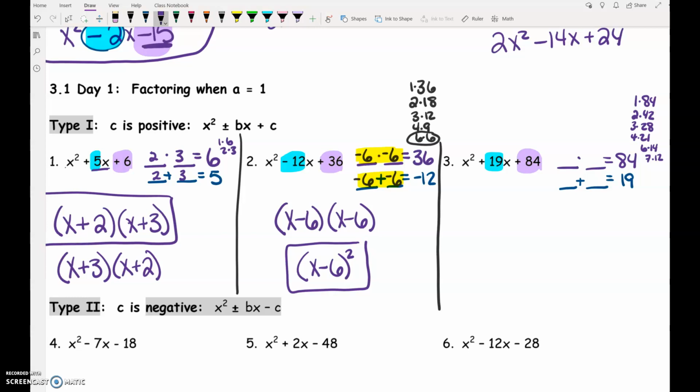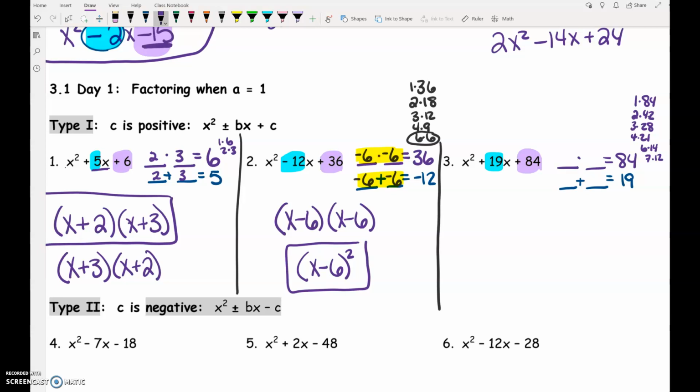Okay, I will admit to you, this one is really annoying because there's a ton of ways you can get 84. So I did 84 divided by 2 and got 42. 84 divided by 3 and got 28. 84 divided by 4, 21. 84 divided by 5, I knew wouldn't work because 84 doesn't end in a 5 or a 0. 84 divided by 6 is 14. 84 divided by 7 is 12.